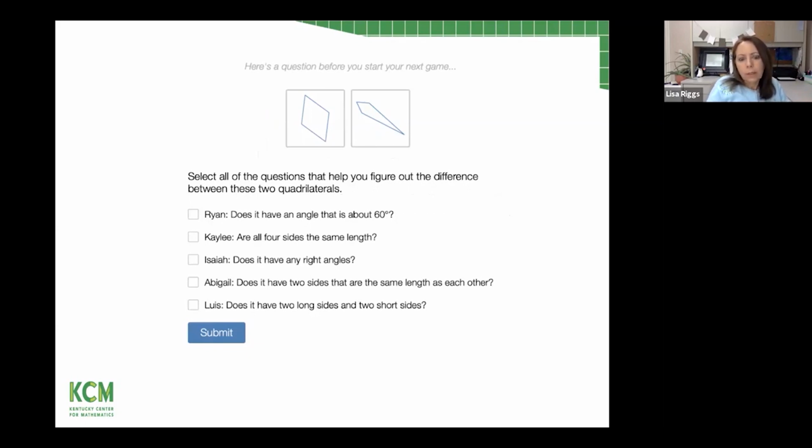So in this one, let's think about this as a group. Here are our 2 figures. Select all of the questions that would help you figure out the difference between these 2 quadrilaterals. So you can read over those. Which questions do you think would help you figure out the difference between those 2 quadrilaterals?